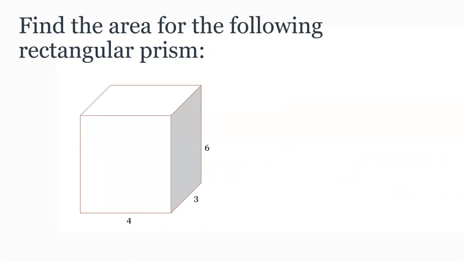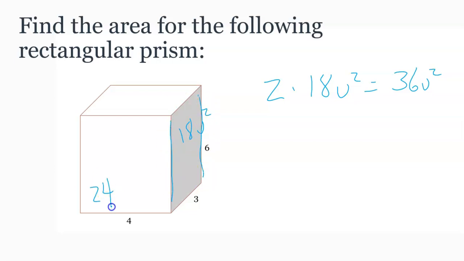Right side, 3 times 6, 18 units squared. There's a right and a left. 2 times 18 units squared is 36 units squared. Let's do the front. So the base is 4, the height is 6. The height's right over here. 6 times 4, 24 units squared. There is a front and a back.